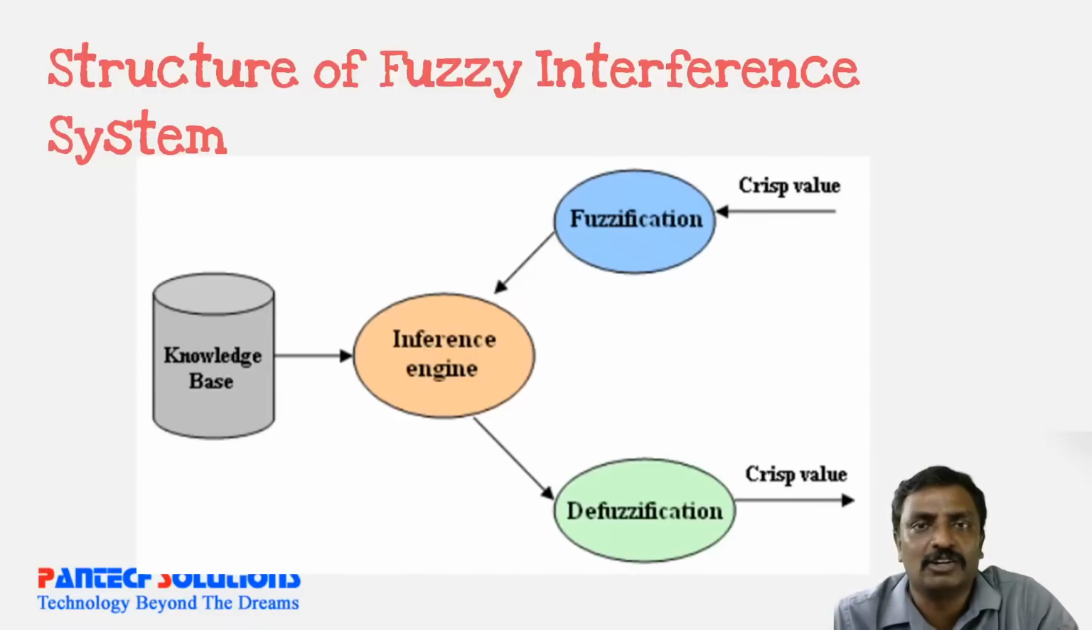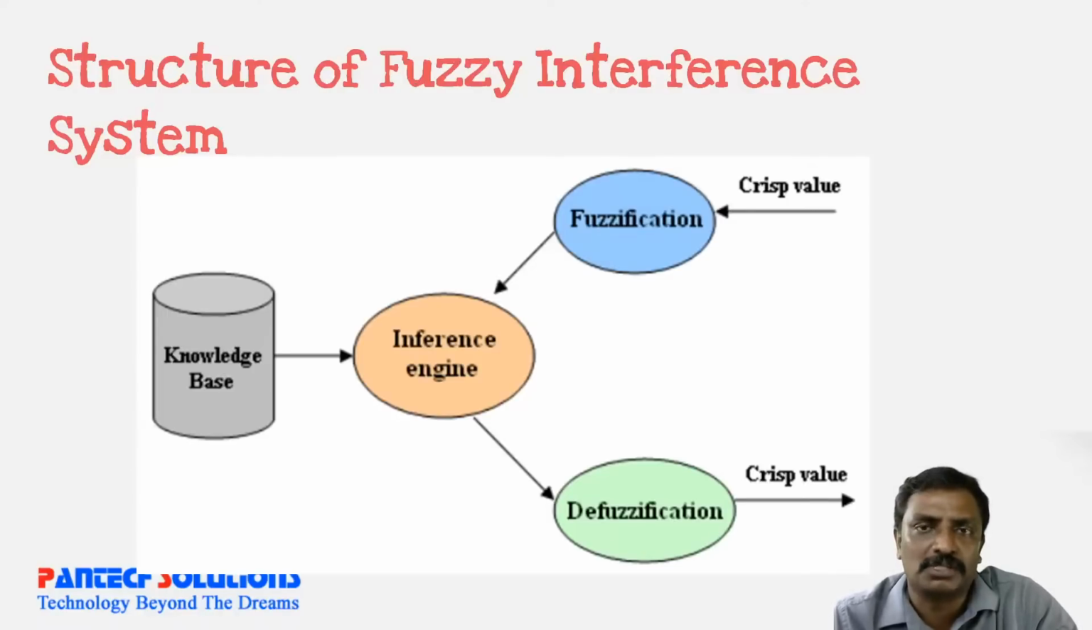First they will create a knowledge base, like they will write the rule: if the temperature is low, then the fan speed should be slow. If the temperature is high, then the fan speed is high. So that knowledge base will be designed by an expert. An inference engine will take the input and evaluate the rule. It evaluates the rule based on the knowledge base.